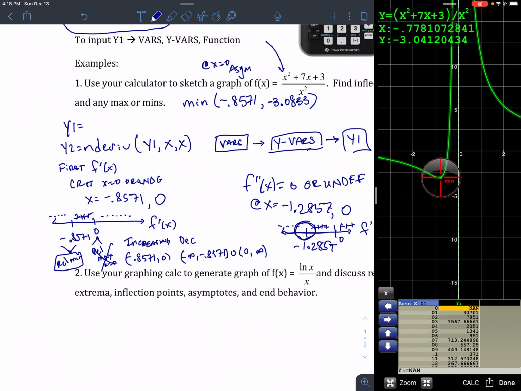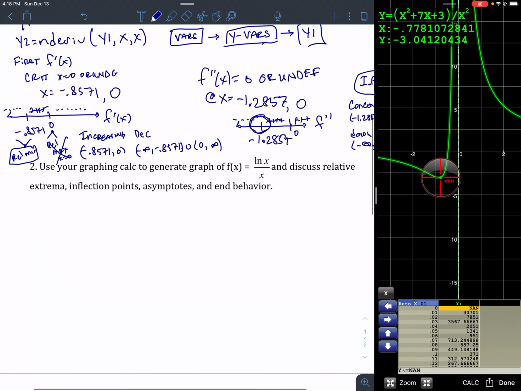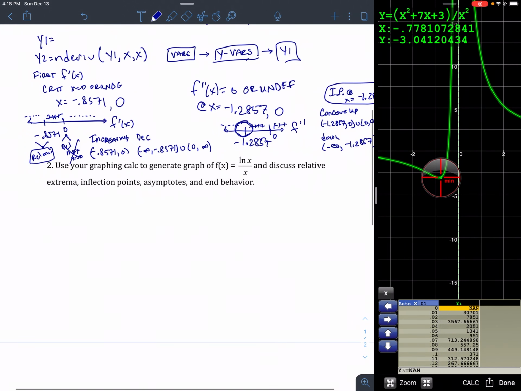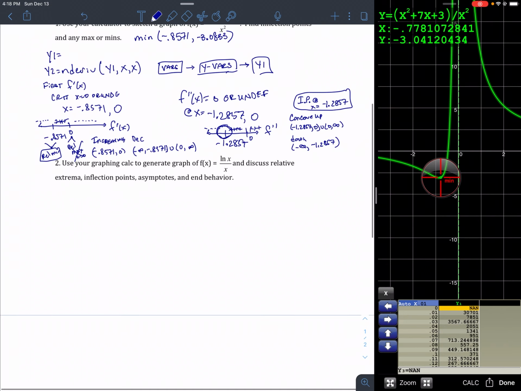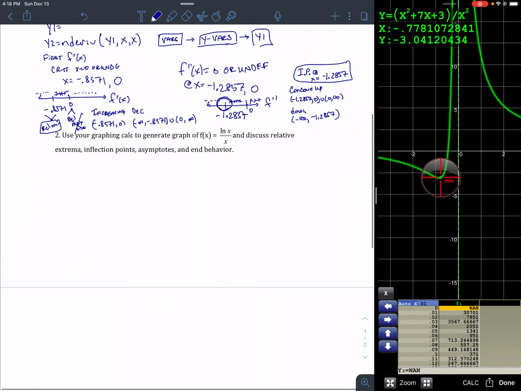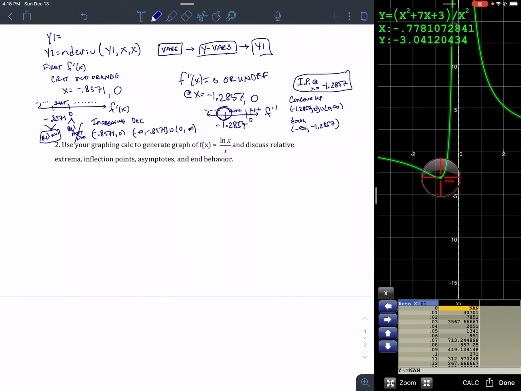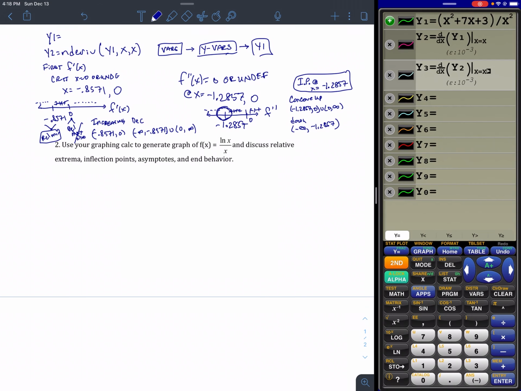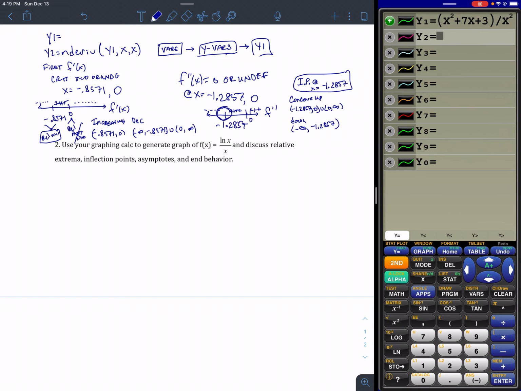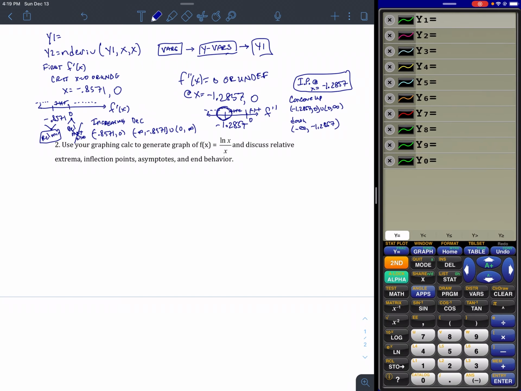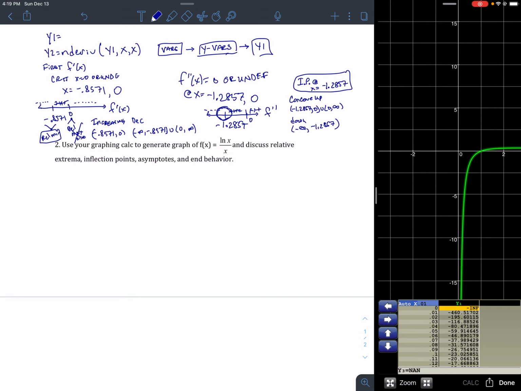All right, so let's take a look at that next problem that we have. And right here it says, use your graphing calculator to generate the graph of this and discuss the relative extrema, all that good stuff. So that's what we're going to do. Let's go ahead and do that. First of all, let's go in and clear out what we have on all of these equations. And I'm going to put in this equation, ln x divided by x. And then we're going to graph it, and we get something that looks like this.